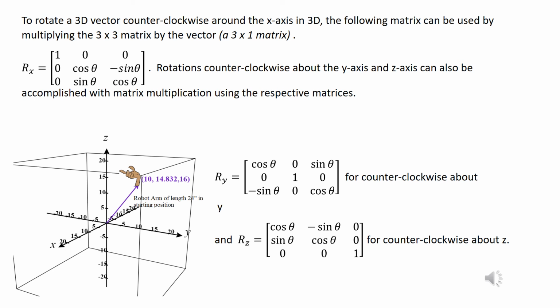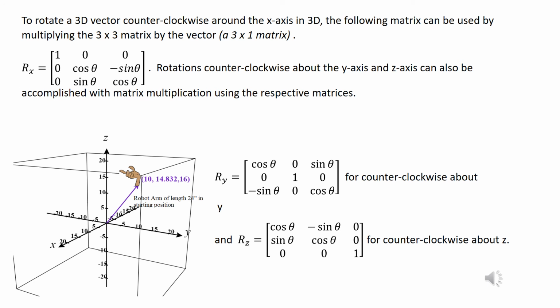And then for z, the matrix has first row cosine of theta, minus 1 times sine of theta, 0. The second row has sine of theta, cosine of theta, 0. And the third row is 0, 0, 1. And that is the matrix that gives you rotation around the z-axis.